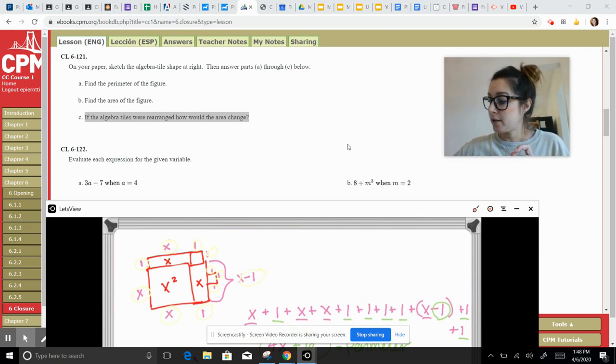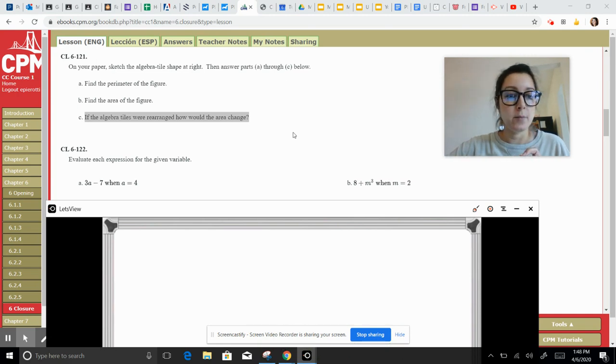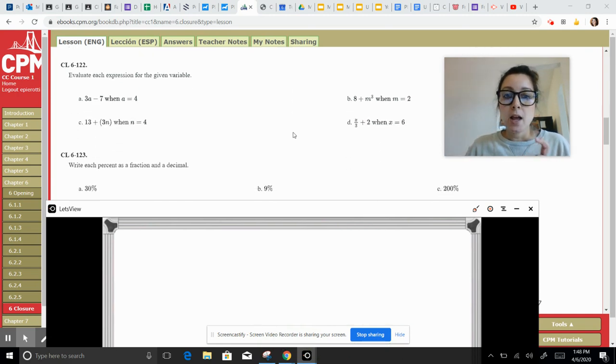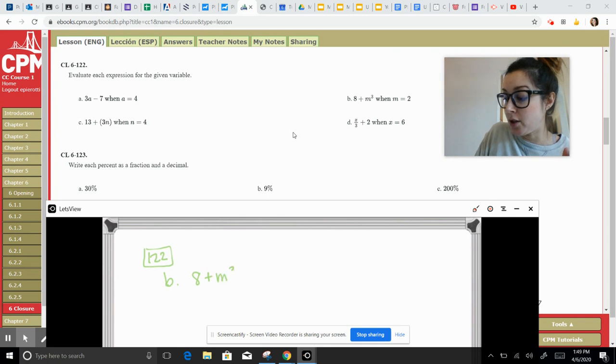Okay, let's take a look at 122. I'm going to pick the one that I think you're going to have the most trouble on, which would be B, because its exponent is 3. Okay, so we're going to evaluate that for the given variable. So this is 122, part B, 8 plus m cubed when m equals 2.